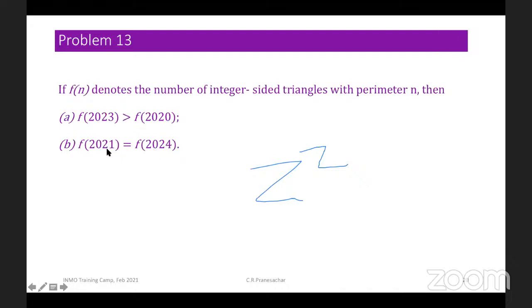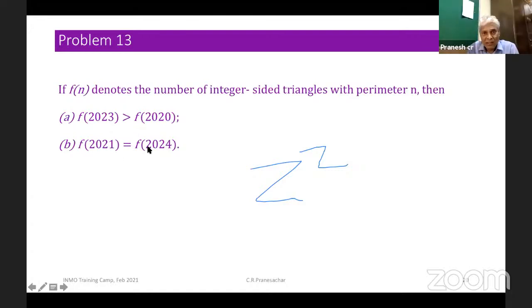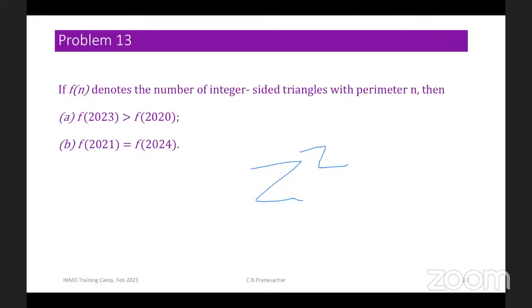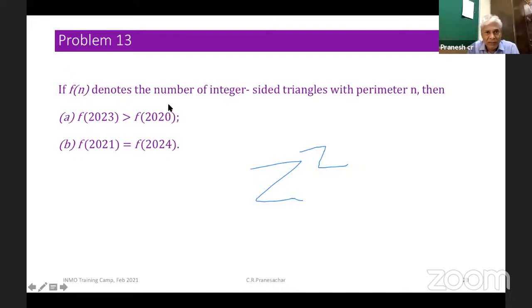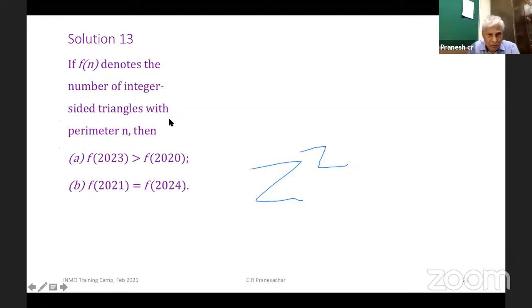Sir, I think we will get some sort of recurrence relation. Well, a recurrence relation, I think that will be complicated. Sir, if A, B, C are the sides, then A plus 1, B plus 1, C plus 1 will also be the sides. Exactly. Look at the difference. The difference is 3. So this suggests that if you take any triangle with perimeter 2020 and add 1 to each side, you will get a triangle with perimeter 2023, and the triangle inequality will also be satisfied. Similarly, that will be the case here.